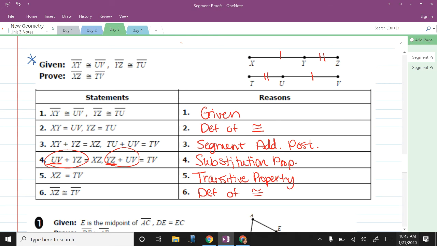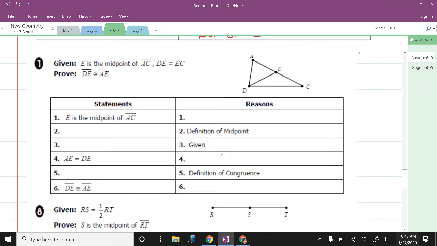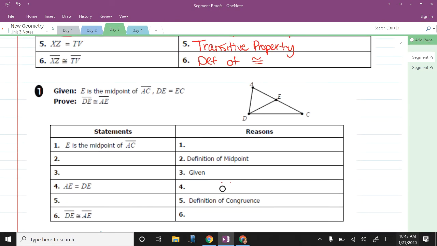All right, go to number 7. It looks like a 1, but it's really a 7. Does it look like that? Now, what's different about this one? You have to do both sides. Yeah, they give us some statements and some reasons, don't they?